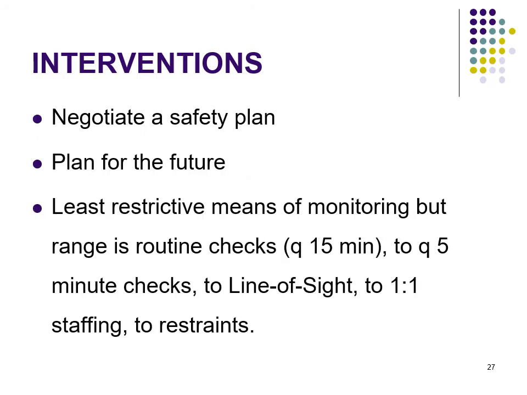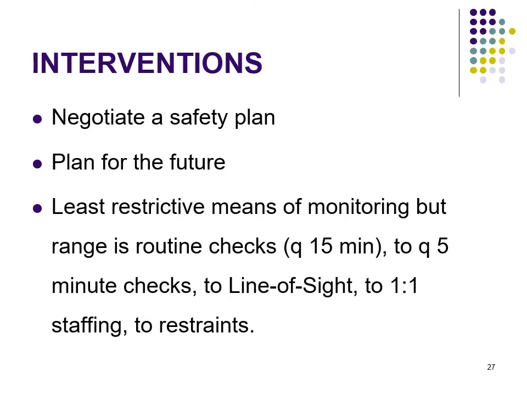All right, so other interventions: a safety plan, and asking them about their plans for the future and trying to get them to be as specific as possible. When you can have a specific plan for the future, even if it doesn't end up working out, there's an expectation that they're going to be there in the future. And so we monitor them. We try to have the least restrictive means of monitoring.